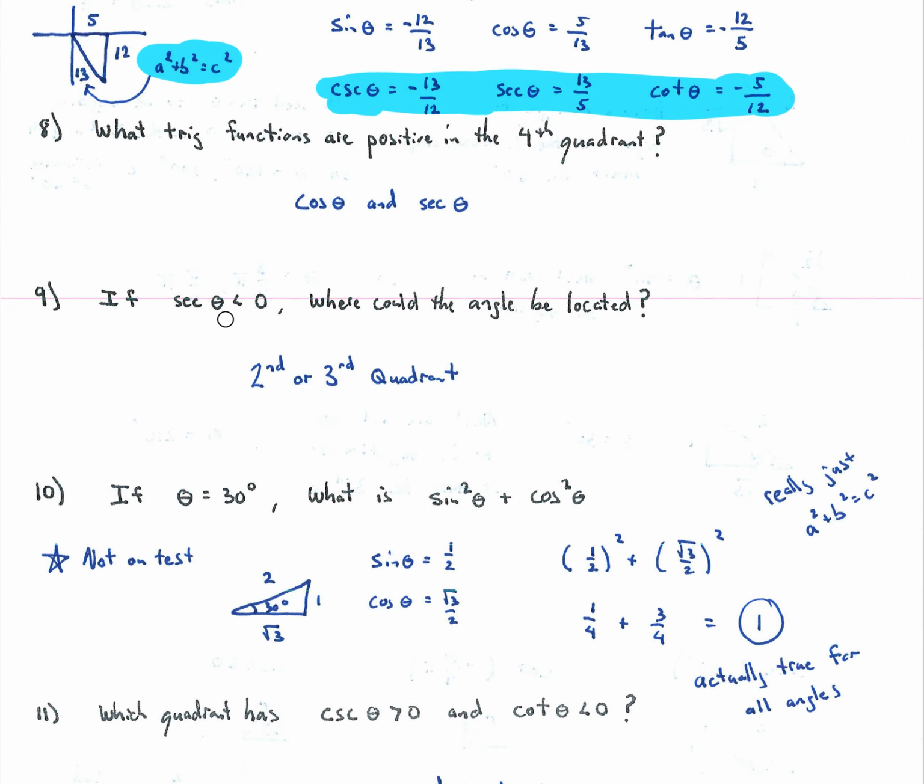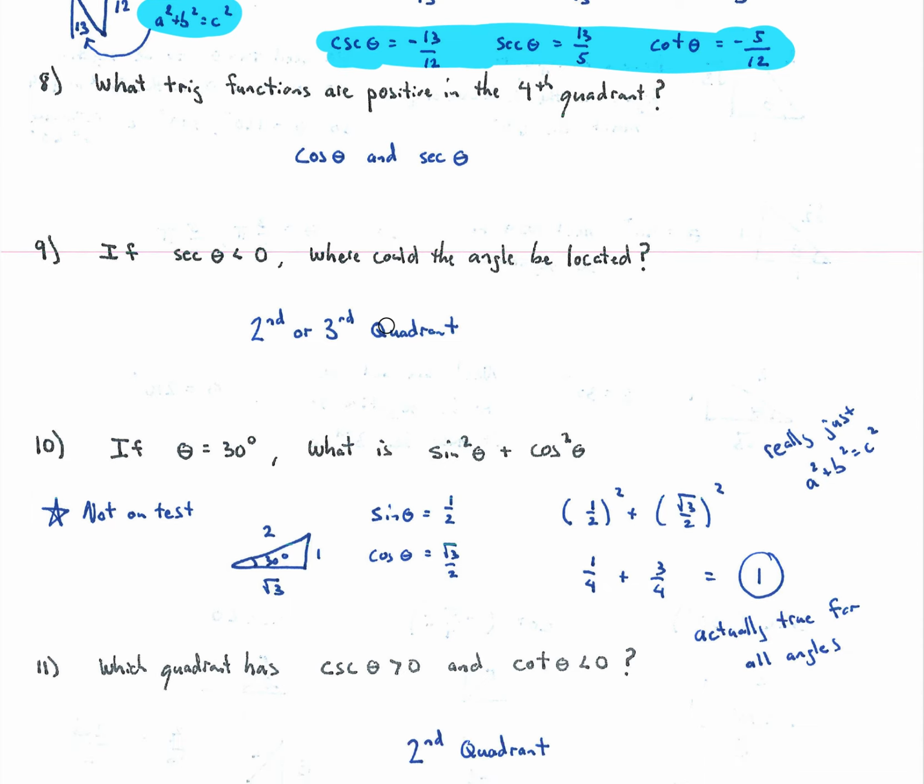If you want secant to be less than 0, meaning secant is negative, or cosine is negative, we got second and third quadrant, right? When x is negative, so left.